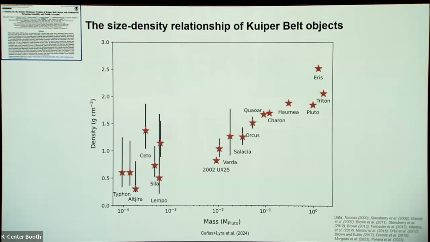The density versus mass. It's usually plotted in terms of radius, but I'd like to plot it in terms of mass for 2 reasons. Mass is more fundamental than radius, and also, as I'm going to come back to, there is a big gap there in mass, right?